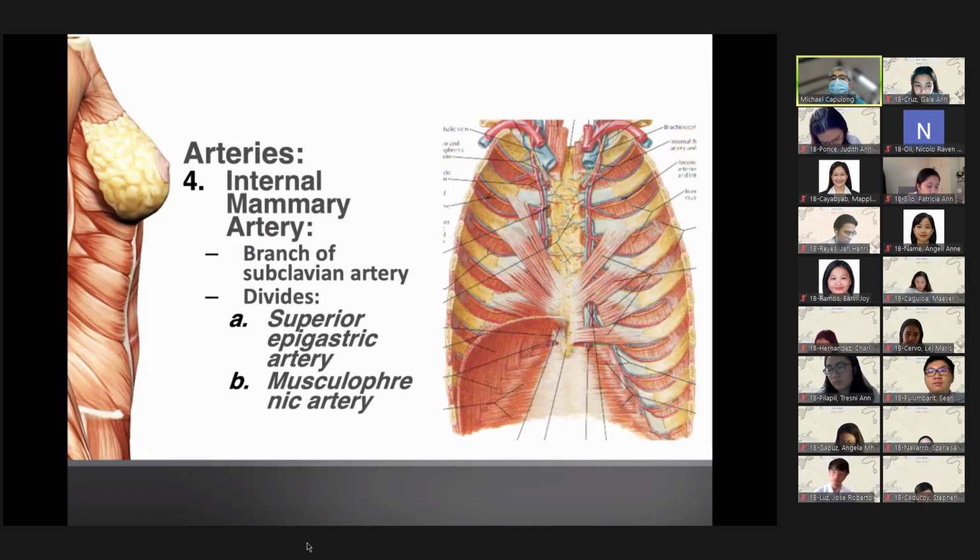But the problem is it's very difficult to harvest it and dissect it. So that's why now the option is to use your radial artery. So you remove your radial artery, and this is being used as the artery for your coronary artery bypass graft.